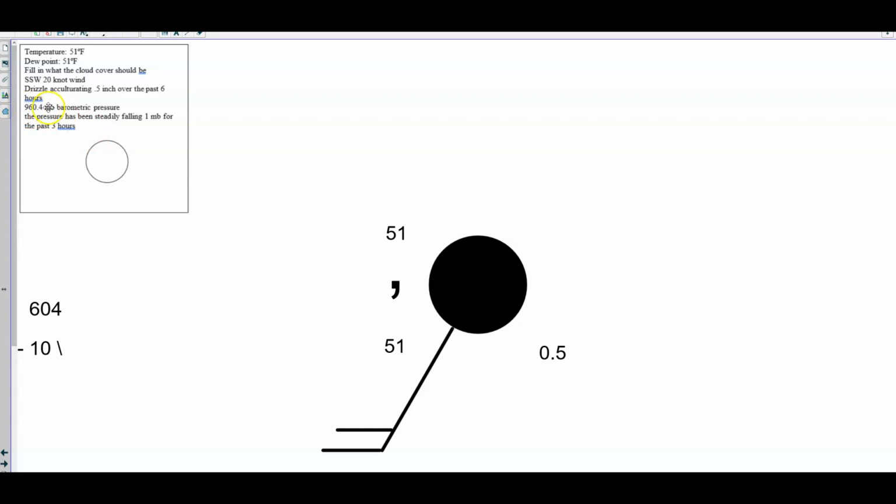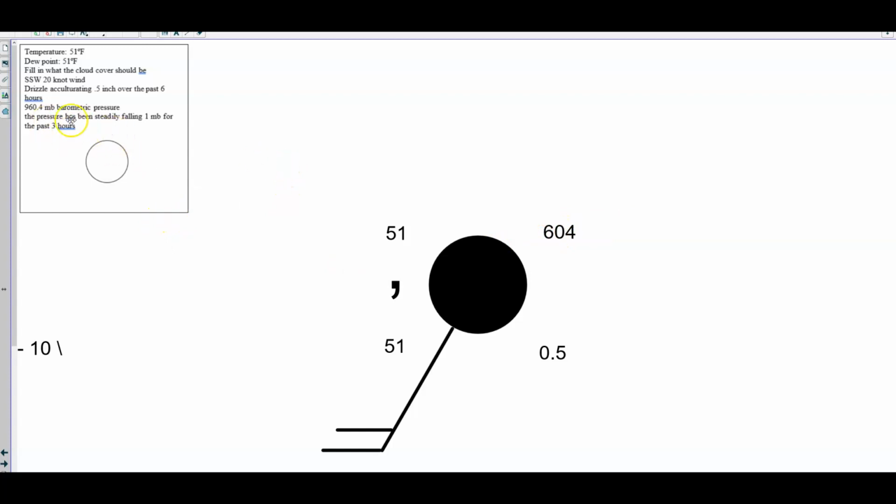Moving on. Now we've got our pressure. We learned how to take a number like this, the 964, and we're going to pay attention to the tens, the ones, and the tenths, and that would convert it into 604 for this value. So I'm going to put that in the top right corner.